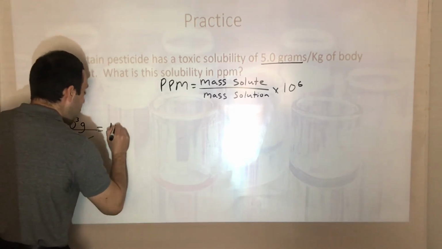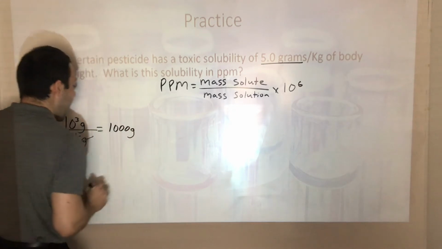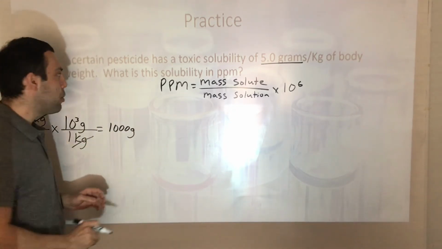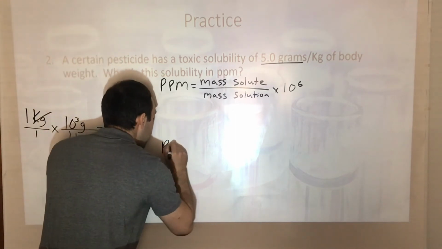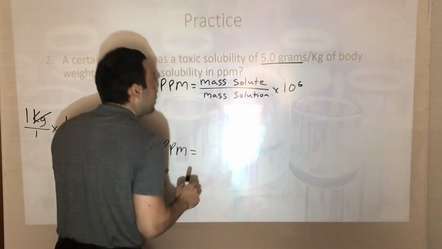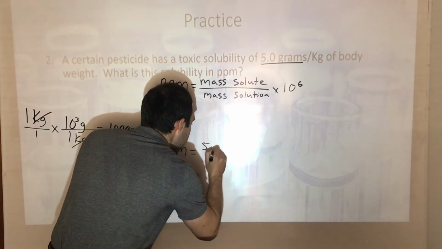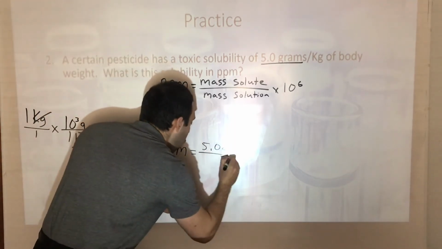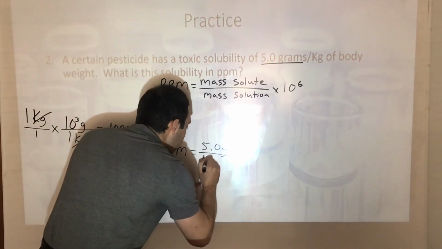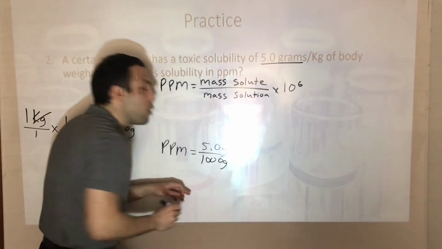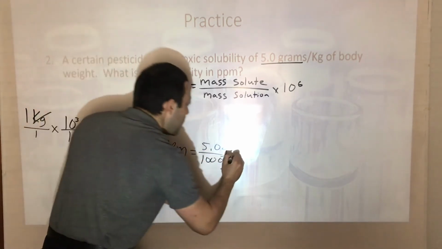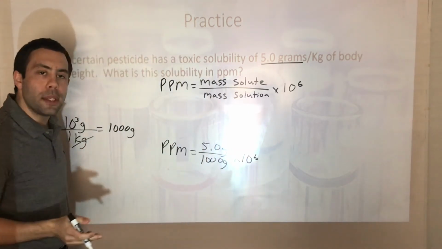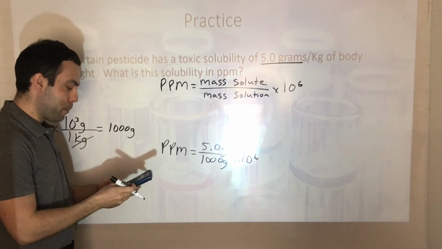I'm left with 1,000 grams as my mass of solution. Now I can plug my numbers in. ppm equals 5.0 grams, our mass of solute, over 1,000 grams, our mass of solution, times 10 to the 6th. So once again, I'm going to take this very slow.